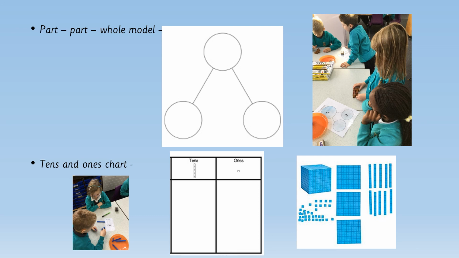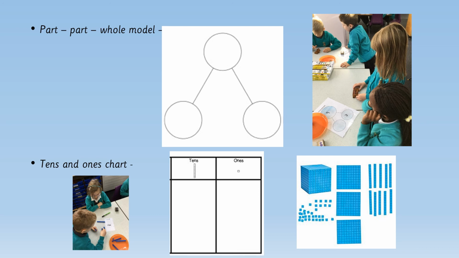We also use part-whole models. So this is a concept of how numbers can be split into parts, and they can see the relationship between whole numbers and the two parts. So this helps learners make connections between addition and subtraction. For example, if we had 10 in the whole, that's the circle at the top, and 6 and 4 at the bottom, the children could then say that 6 add 4 equals 10, and equally 4 add 6 equals 10. And therefore 10 subtract 6 equals 4, and 10 subtract 4 equals 6.